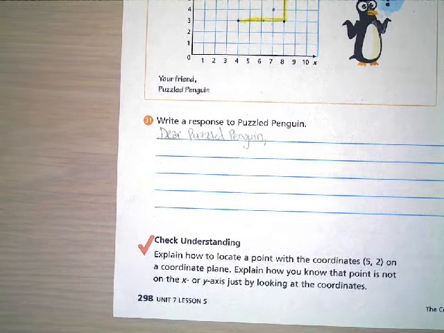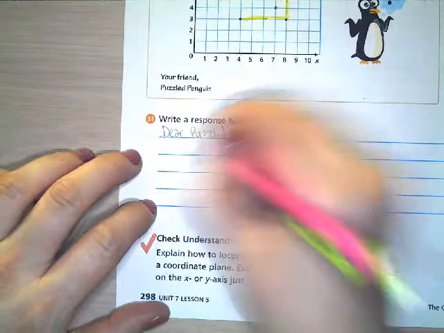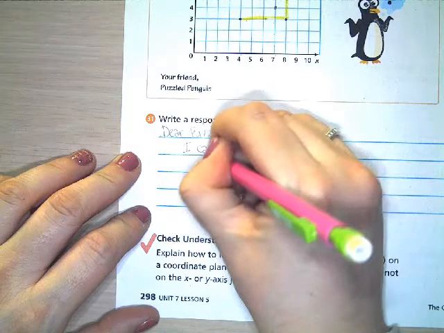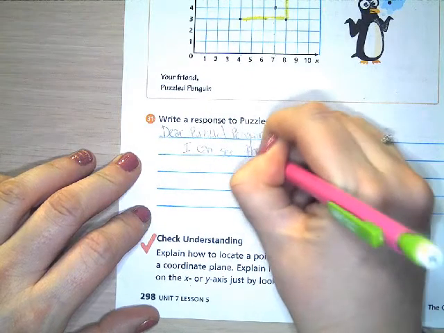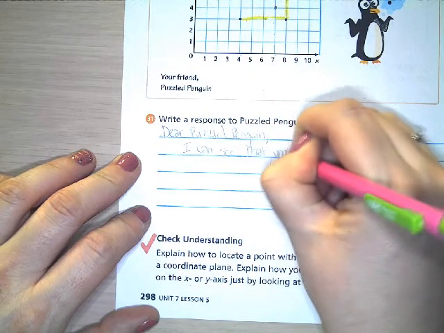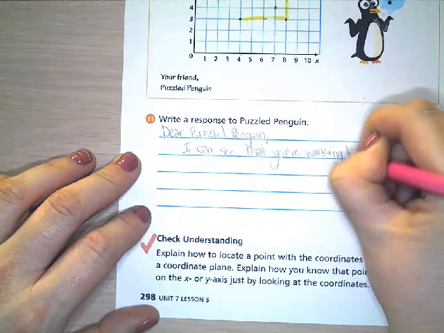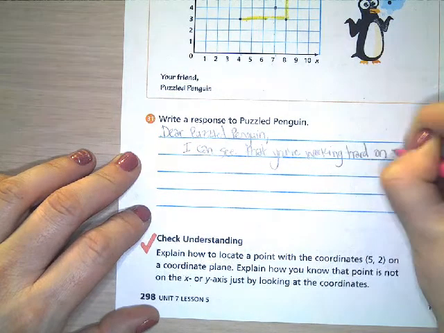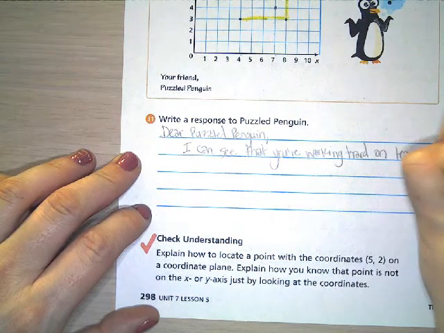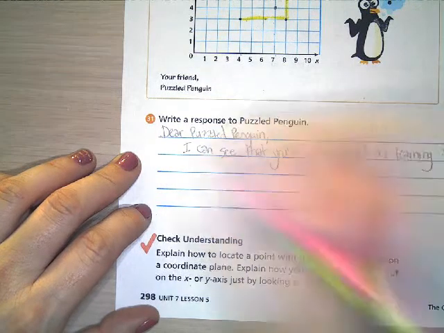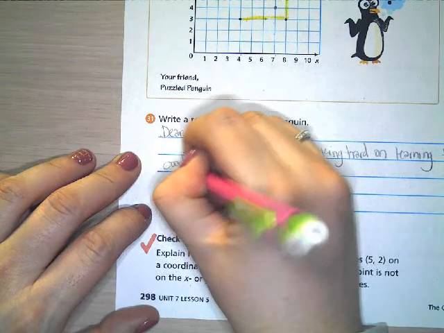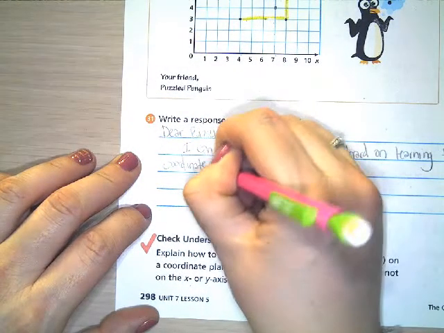Oh, number one. It's all right. Number one. Sorry. Your mom will give me permission. I think a good way to start this would be, Dear Puzzle Penguin, I can see that you're working hard on learning the coordinate plane. Okay, stop right there. You're going to keep helping me in a minute. I can see that you're working hard on learning the coordinate plane.